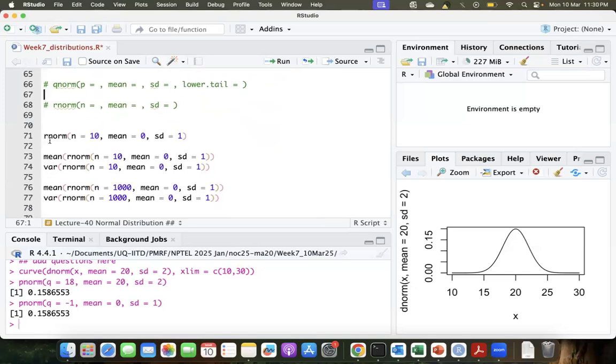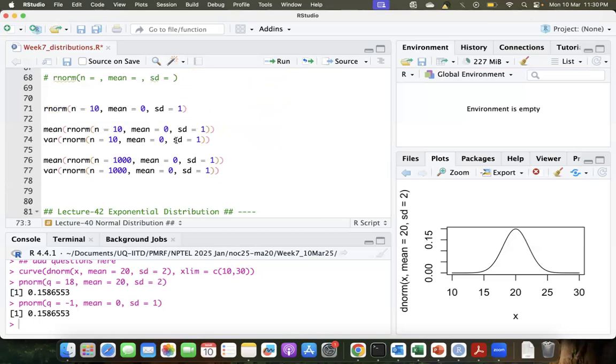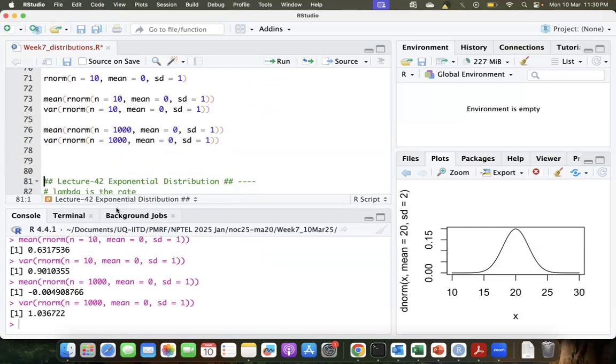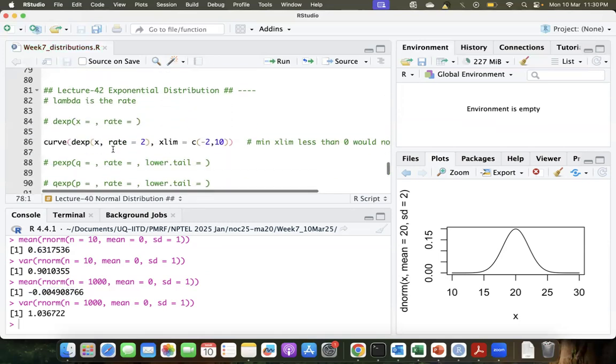Just like before, you have these things, you specify n, you specify mean and standard deviation. So if the mean is 0, then you see here, when you're taking 10 observations versus when you're taking 1,000 observations, you're specifying mean is 0, but the mean you get is 0.6. But when you're specifying 1,000, you get a mean which is quite close to 0. And in the same way, when you're saying standard deviation is 1 or the variance is 1, you're getting 0.9 versus 1.03. So obviously this is a better estimate. So the story continues. We go to the exponential distribution.